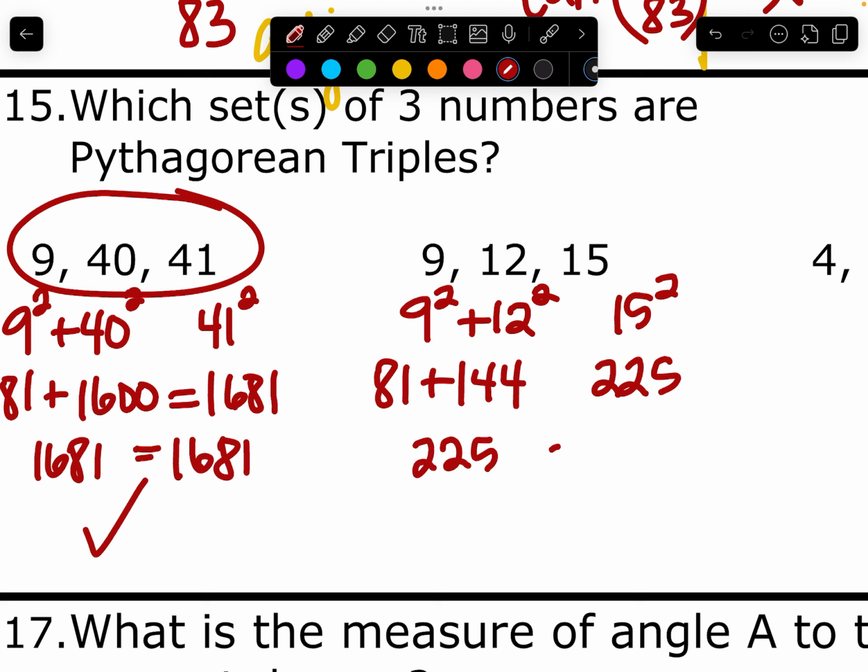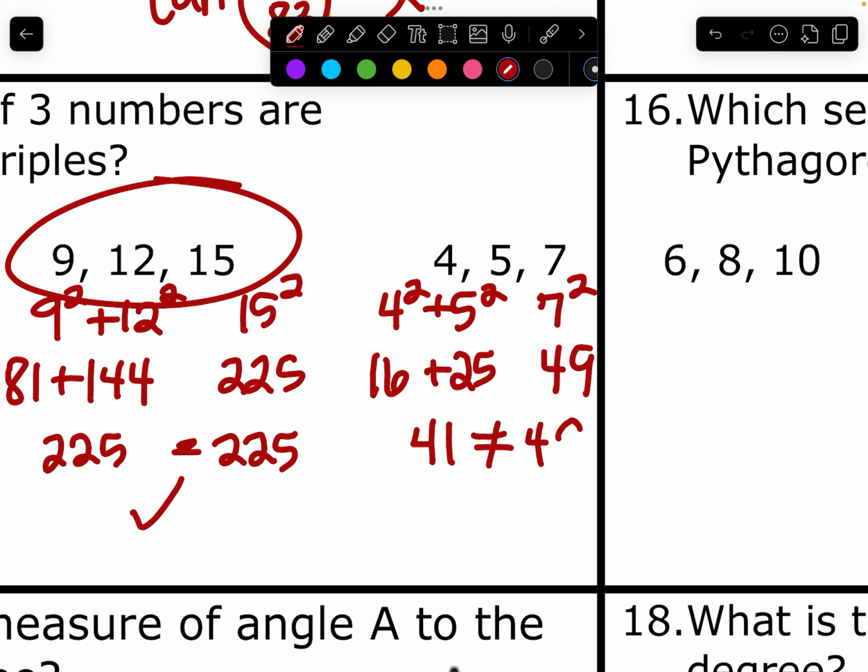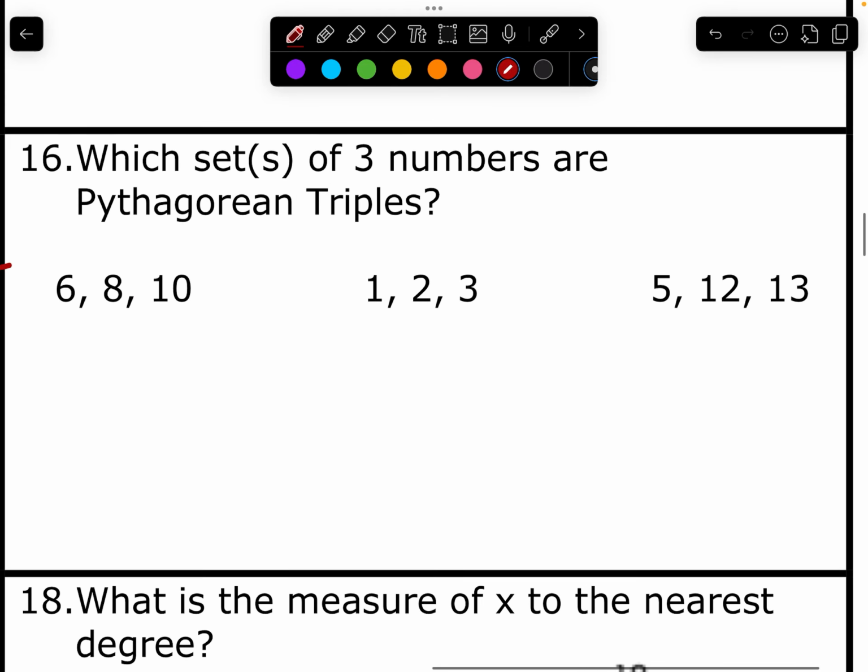All right, let's try the last one. 4 squared plus 5 squared. Let's compare it to 7 squared. So that'll be 16 for the 4 squared, 25 for the 5 squared, 49 for the 7 squared. If we add 16 and 25, that'll give us 41, which is not equal to 49. So nope, not that one. Go ahead and try number 16.